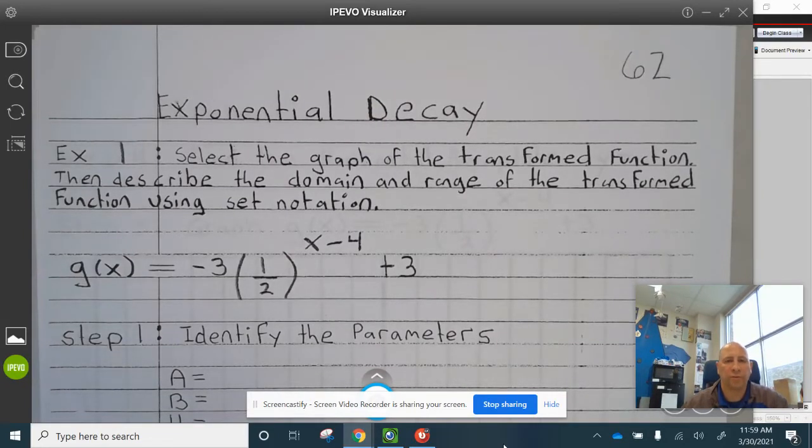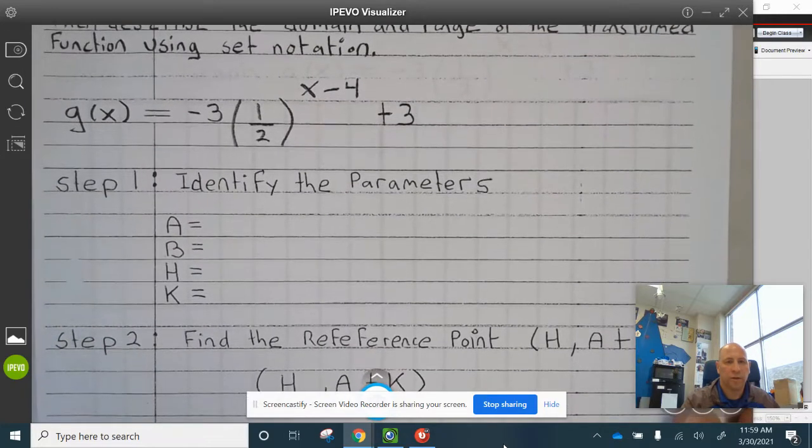Journal, page 62, Exponential Decay. Example 1. Select the graph of the transform function, then describe the domain and range of the transform function using set notation. Okay, so we have g of x equals -3(1/2)^(x-4) + 3.